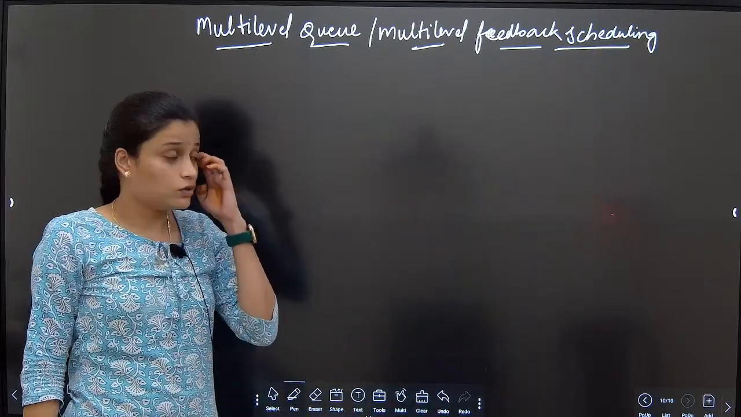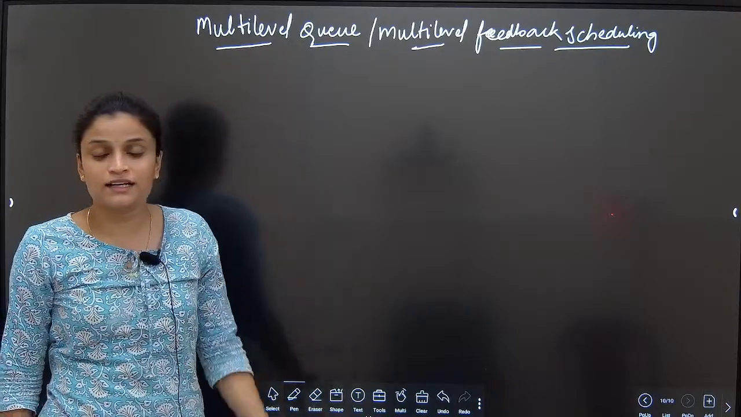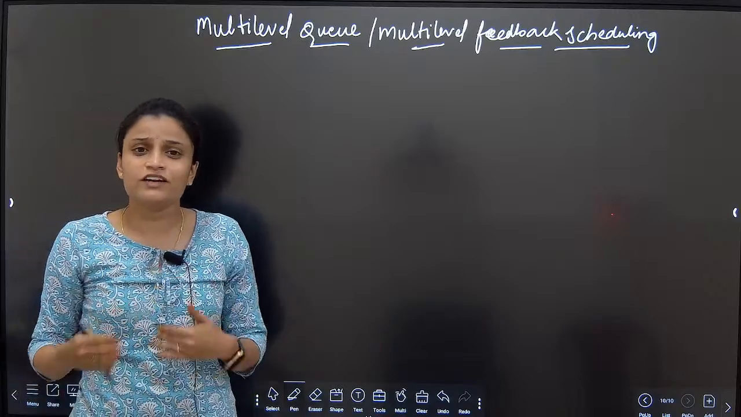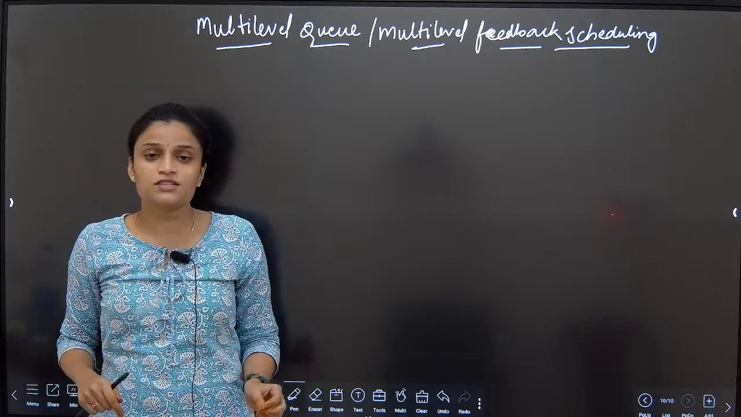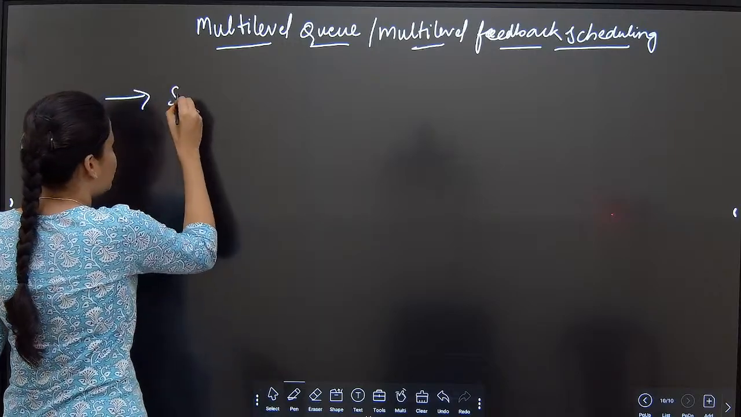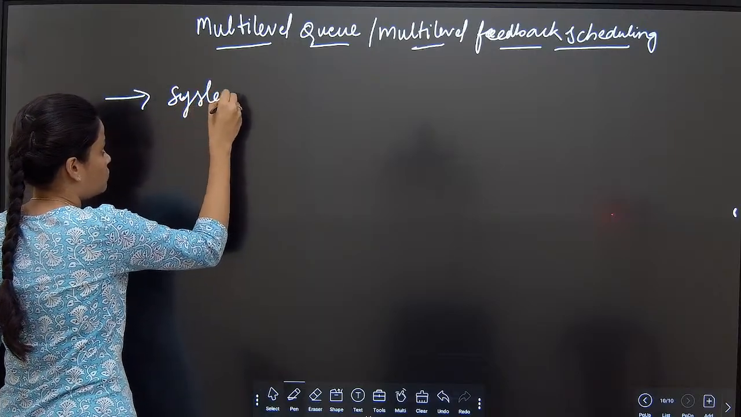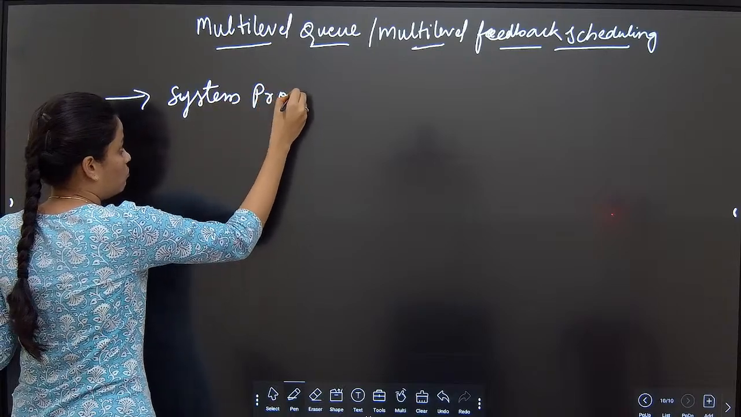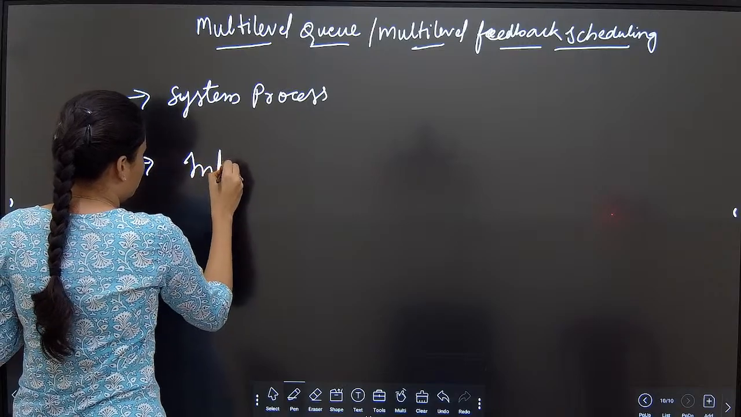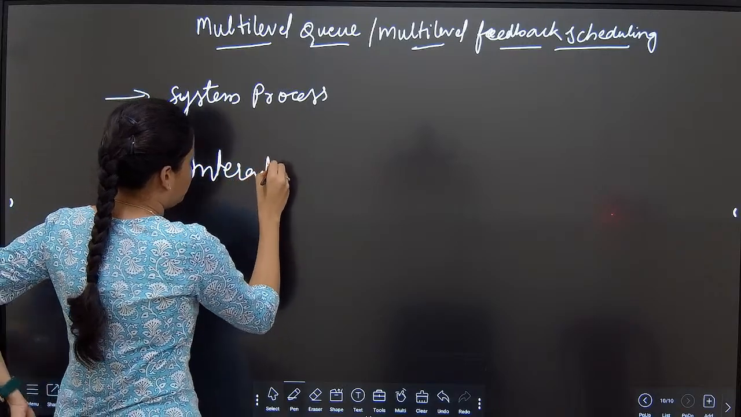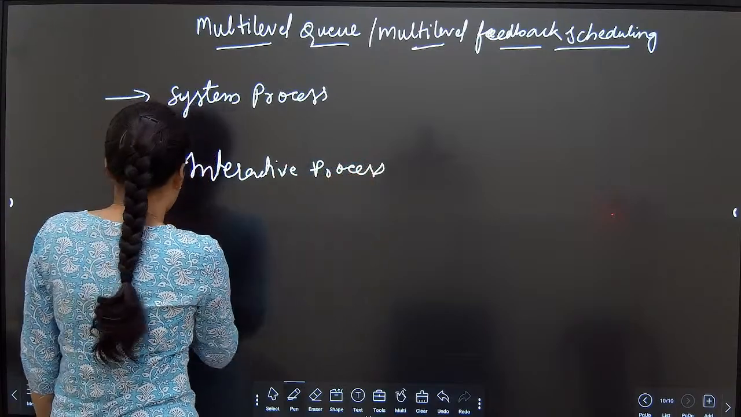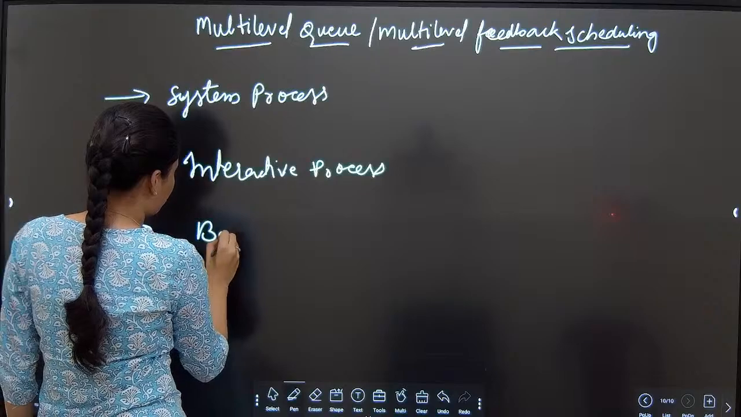Okay. Now, what is this multi-level queue? We have different processes. So these processes are divided into three types. Let some processes be system processes. Another is interactive processes. Now the third one is batch processes.